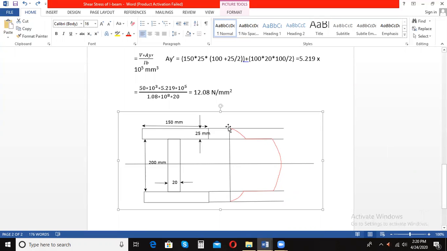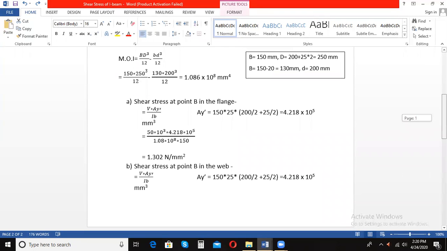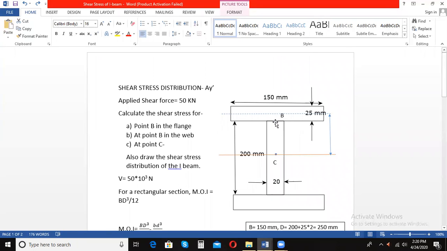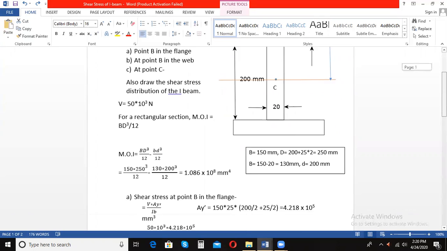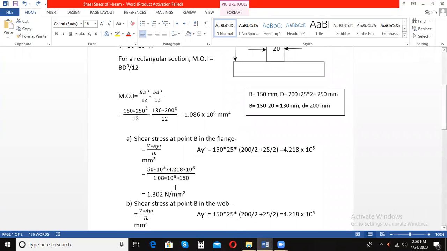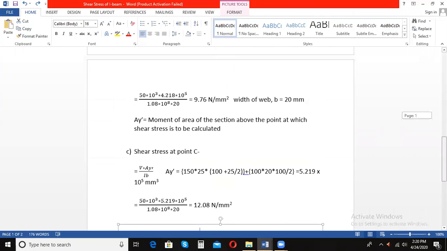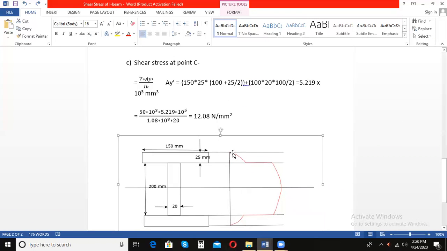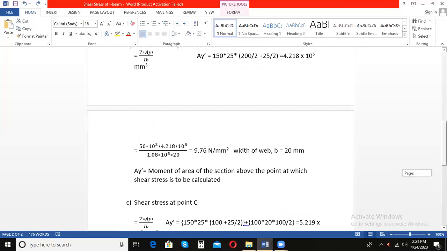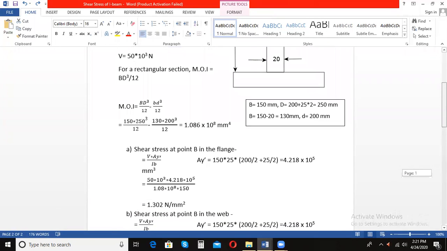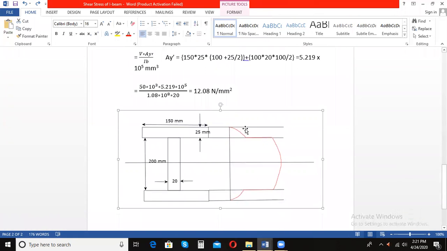Initially, if you calculate the shear stress at the topmost level of the flange, either the top flange or the bottom flange, the value of shear stress is going to be 0. Next, you were calculating the shear stress of point B in the flange. This is my point B, and for the flange the value came out to be 1.302 Newton per millimeter square. So from 0 you increase the value of shear stress to 1.302.